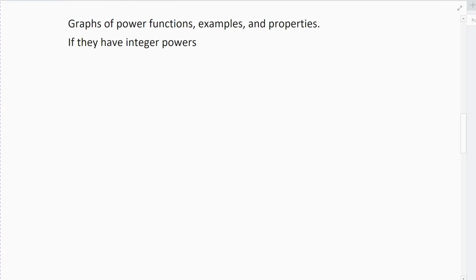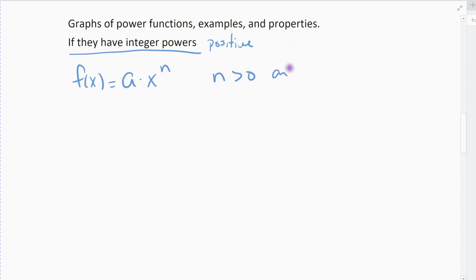Graphs of power functions, examples, and properties of the three different types. All right, so if they have integer power, and specifically integer powers that are positive. So if I've got my function f of x equals a times x raised to the n, and n is greater than 0 and an integer. Remember, integer means it's 2, 3.